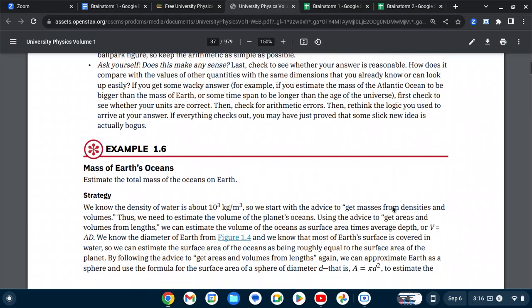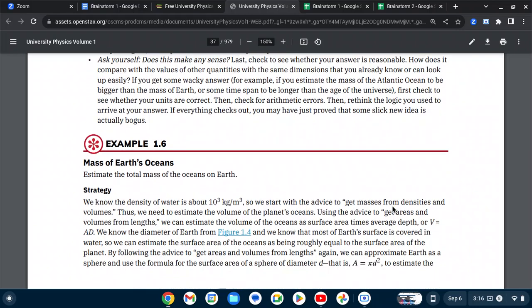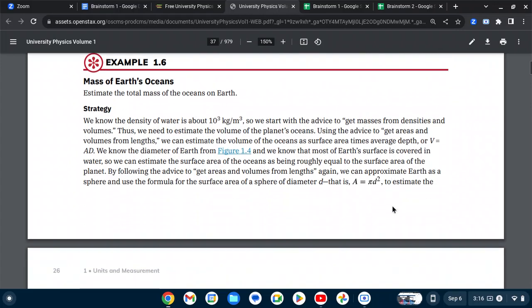Ask yourself, does this make any sense? Last, check to see whether your answer is reasonable. How does it compare with the values of other quantities with the same dimensions that you already know or can look up easily? If you get some wacky answer, first check to see whether your units are correct. Then check for arithmetic errors, then rethink the logic you used to arrive at your answer. If everything checks out, you may have just proved that some slick new idea is actually bogus.